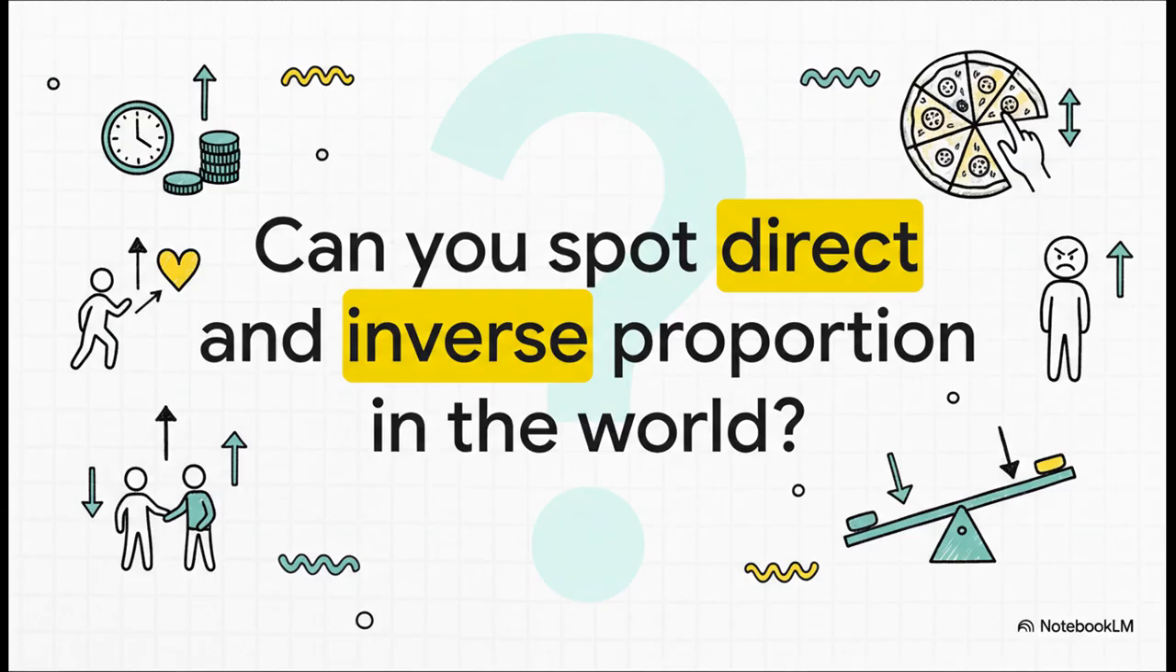Start looking for these relationships. Think about the number of hours you work and the money you earn. Or maybe the number of people sharing a pizza and the size of your slice. Which one is direct and which one is inverse? Once you start looking for these mathematical patterns, I promise you'll see they are truly everywhere.